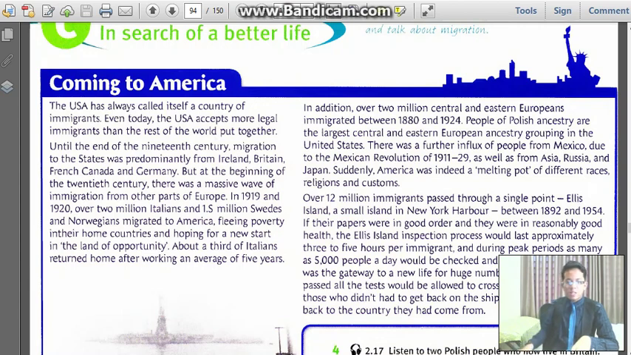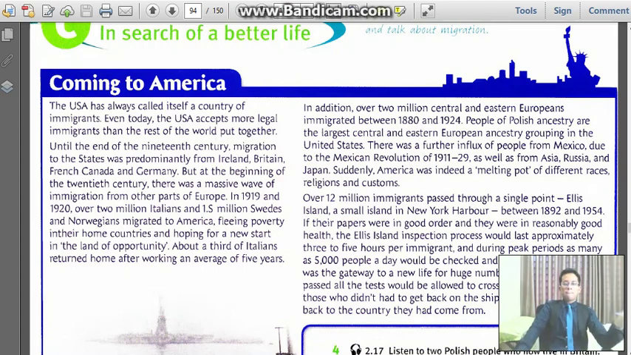This island was the gateway to a new life for huge numbers of people. Those that passed all the tests would be allowed to cross onto American soil, but those who didn't had to get back on the ship for an arduous journey back to the country they had come from. Arduous. Okay, so that was the story about coming to America.